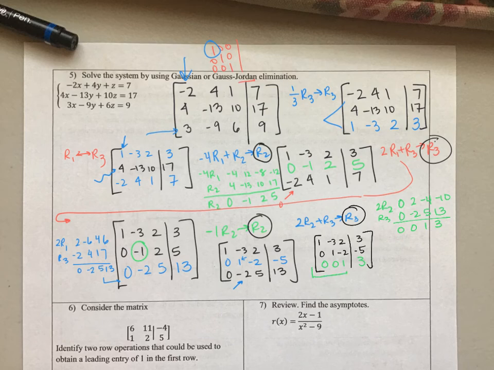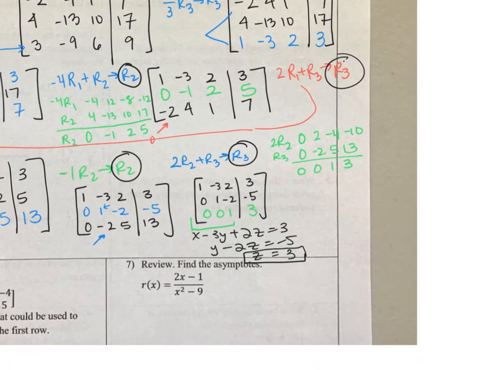And I'm just going to do substitution now. I'm going to rewrite the equations. x minus 3y plus 2z equals 3. y minus 2z equals negative 5. And then z equals 3. So we found our z. We just have to back substitute now. And so if I plug into that last equation, that's y minus 2 times 3 equals negative 5. y minus 6 equals negative 5. If we add 6, we get y equals 1.